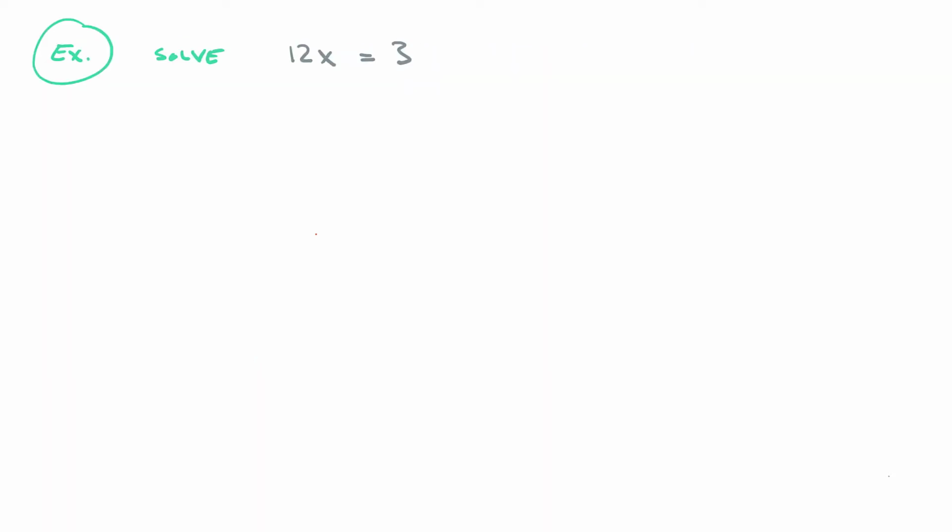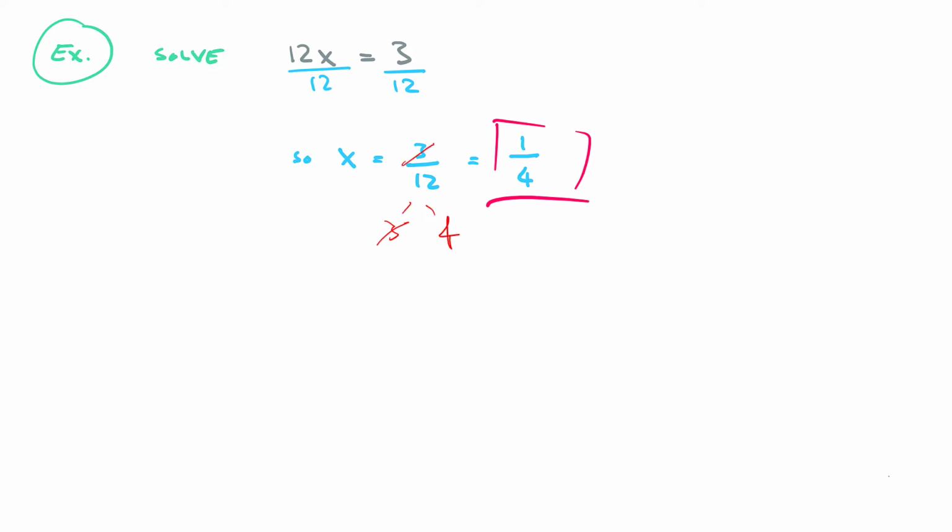So here's an example. Let's say we want to solve 12x is equal to 3. Go ahead and pause it. See if you can do this one. All right, welcome back. You just divide by 12, right? So you get 3 divided by 12, which does simplify. 12 is 3 times 4. So the 3's cancel, and you're just left with 1 over 4. And so that's your solution for this one. x is 1/4.